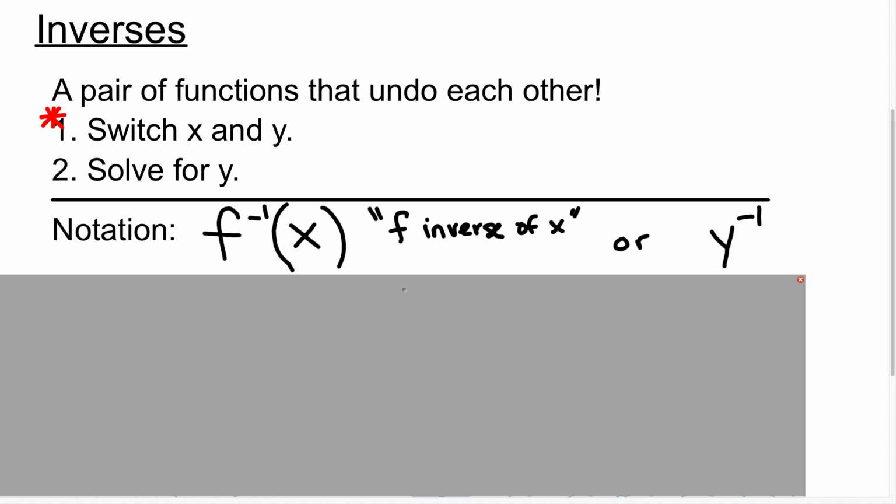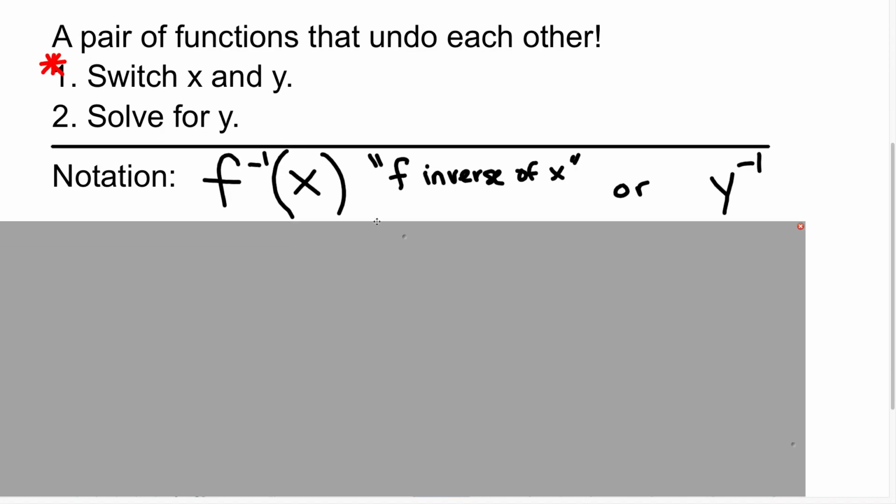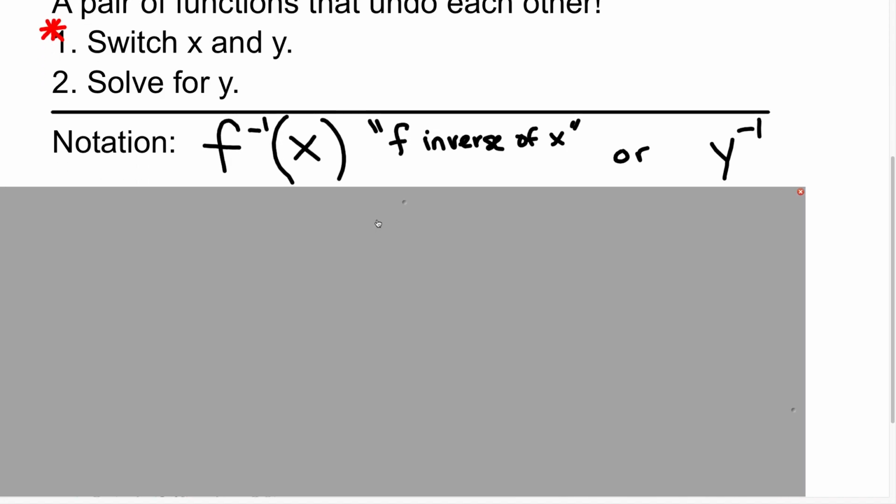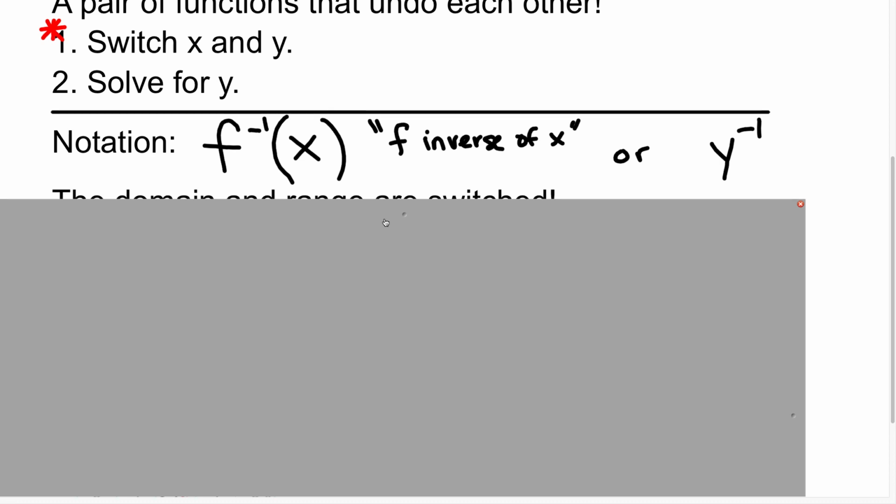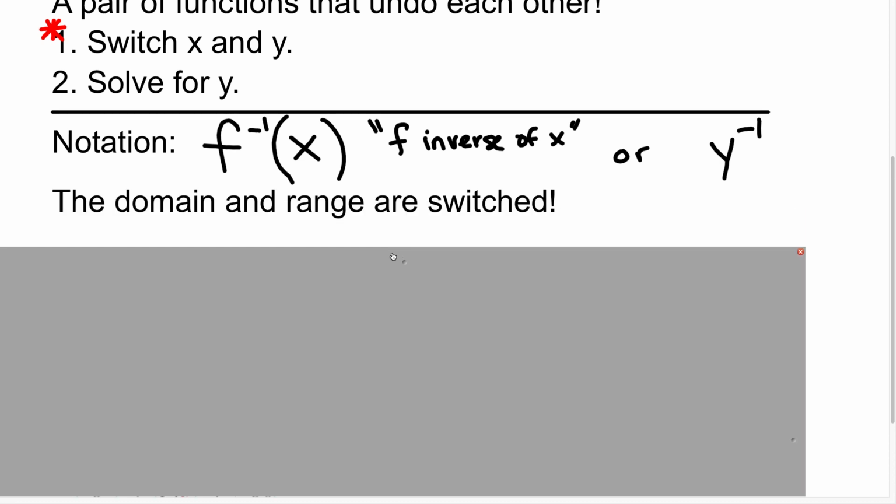Okay, there's a couple of interesting things that we're going to be thinking about more so tomorrow, but helpful to know for today. If you switch x and y, then you also are switching domain and range. You switch x and y, you are switching domain and range.